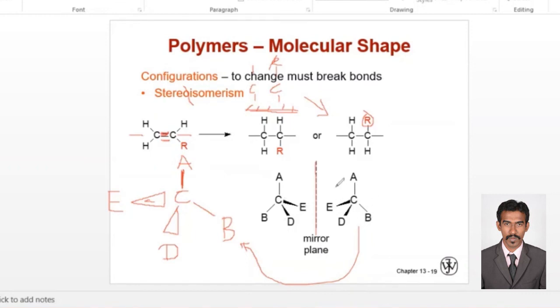This is how the molecular shape and the stereoisomerism work. Stereoisomerism means you place a mirror in front and see how it will look. This is what is called stereoisomerism.